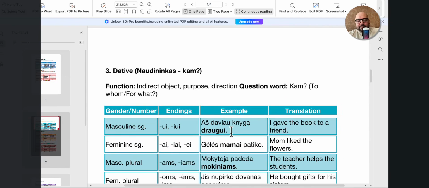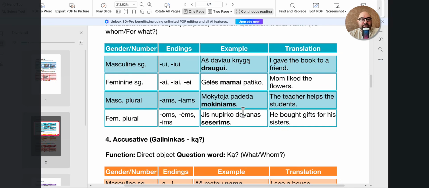Then we have the dative case. That is naudininkas, the Lithuanian question kam, and this is usually used as an indirect object, a purpose. For what, to whom. You have this, right? To whom or for what. For example, masculine singular, aš daviau knygą draugui. I gave the book to a friend, right? Gėlės mamai patiko, mom liked the flowers.